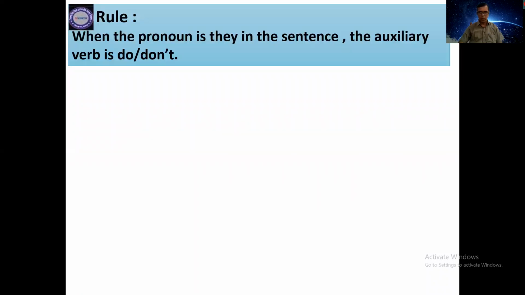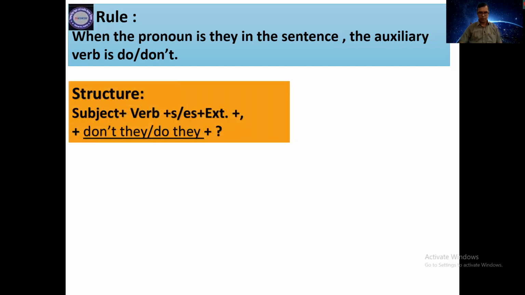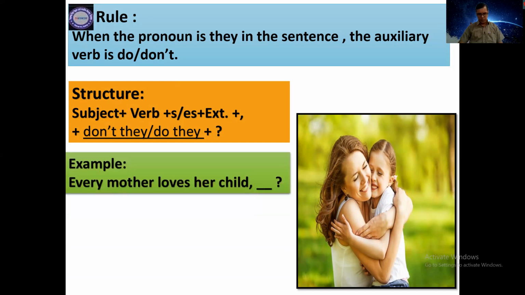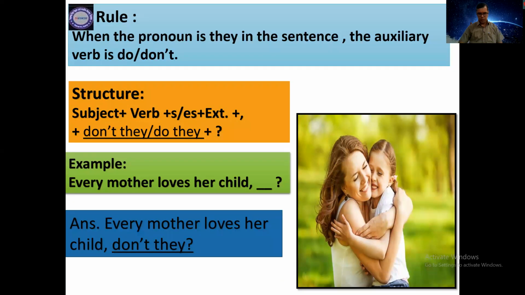Rule: when the pronoun is they in the sentence, the auxiliary verb is don't or do. Structure: subject plus verb plus s or es plus extension plus comma plus don't they or do they. The picture is about the affectionate mother. Every mother loves her child, don't they?